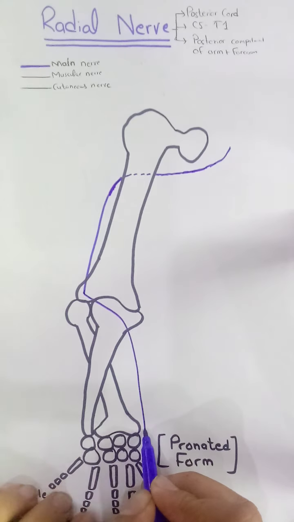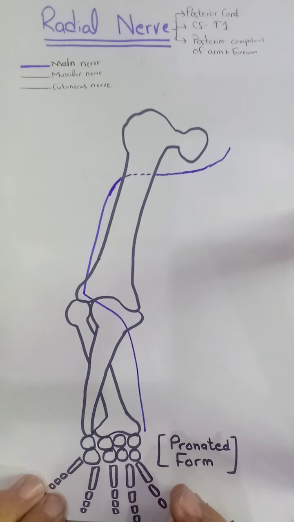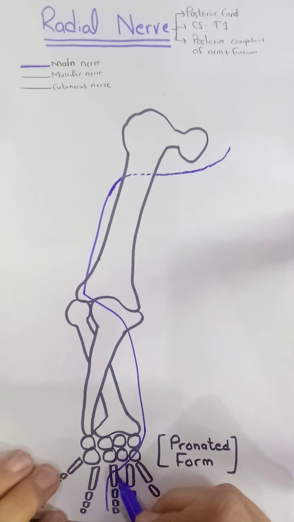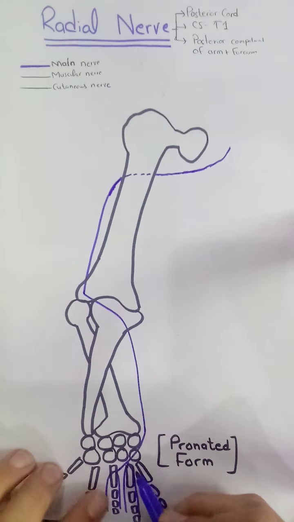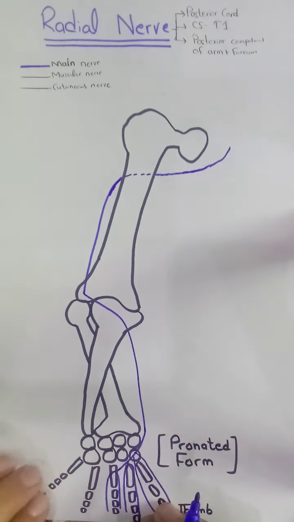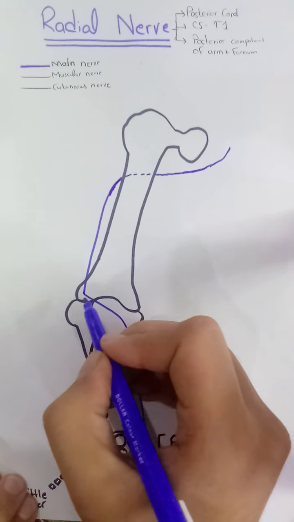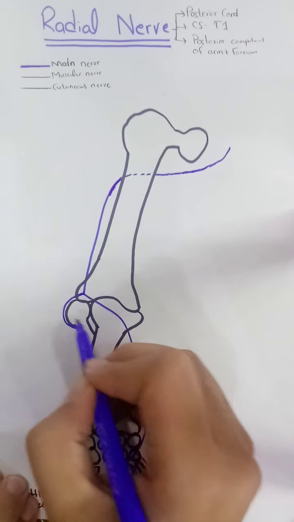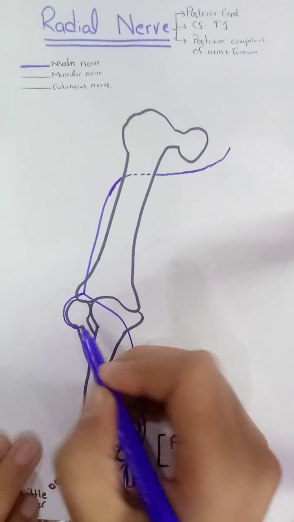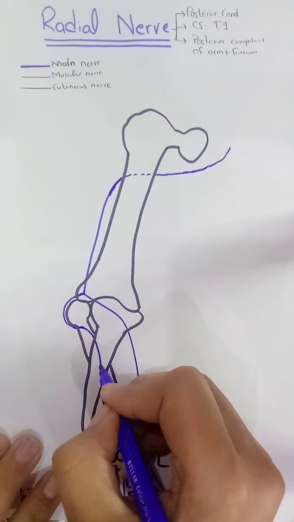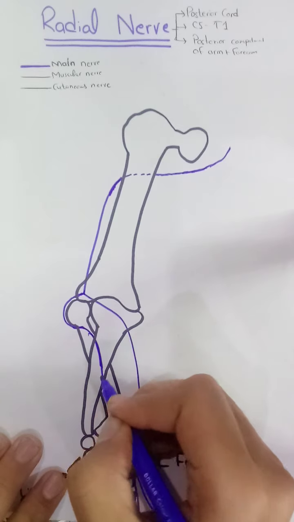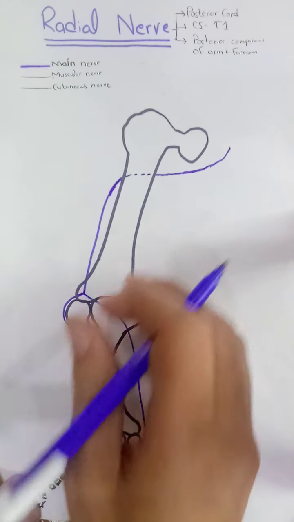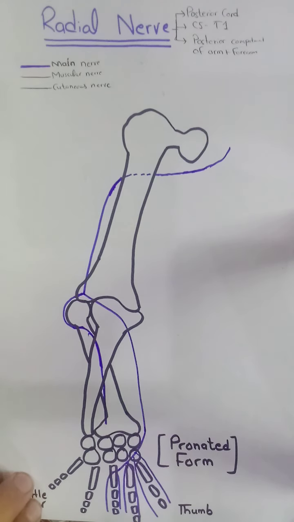and this superficial branch will be cutaneous and it will supply the lateral side of the dorsum of hand, like this. And there will be one deep branch. That deep branch will wind around the head of radius bone like this, and then it will descend between these two bones, and it is completely muscular. Okay, and now we will see the detailed branches of each part.